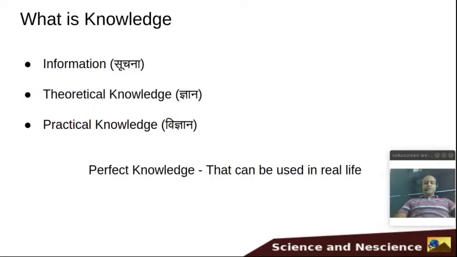Then the next category is theoretical knowledge, which is also termed as Gyan. So theoretical knowledge means it is right now theoretical, but you can have a practical implementation. You can implement it if you want to. So that is Gyan. And then coming to Vigyan or practical knowledge, Vigyan is also translated as science in English. So practical knowledge is actually the practical implementation of the theoretical knowledge.